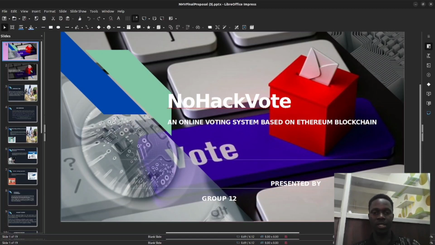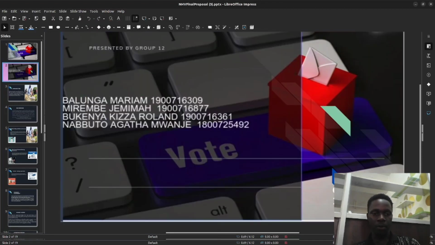This is Group 12 presenting, and these are presentation slides for our project called NoHack Vote, which is an online voting system based on Ethereum blockchain. The following are my group mates: Balunga Mariam, Mirembe Jimaima, and Nauto Agatha Mwanje.